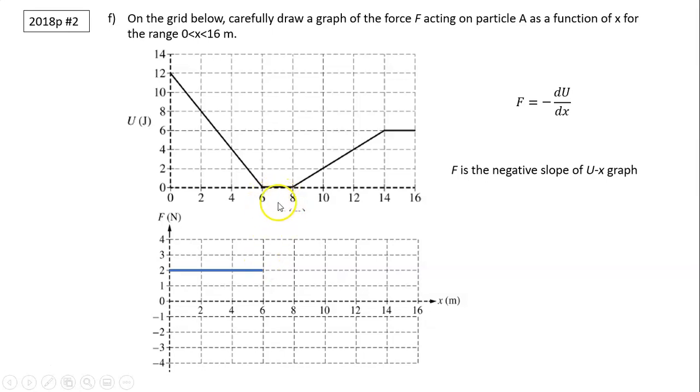The slope between 6 and 8 is 0, so F has to be 0. The slope between 8 and 14 is positive 1, so F has to be negative 1. Again, the slope between 14 and 16 is 0, so F has to be 0. Then you connect between the segments.